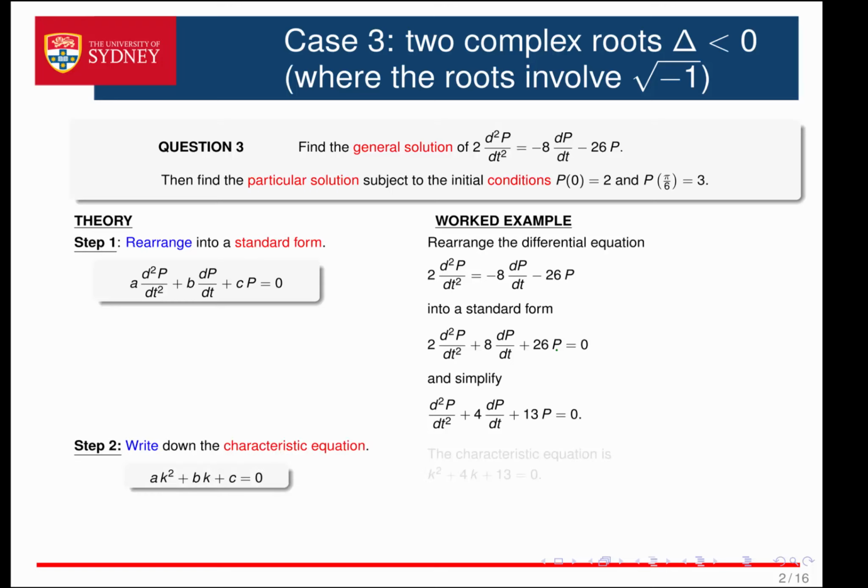Step 2. Write down the characteristic equation. To produce the characteristic equation, we replace d2p dt squared with k squared, dp dt with k, and p with 1. This gives us a quadratic equation in the variable k. For our example, the characteristic equation is then k squared plus 4k plus 13 is equal to 0. Notice which derivative and which function goes to which term in the characteristic equation.